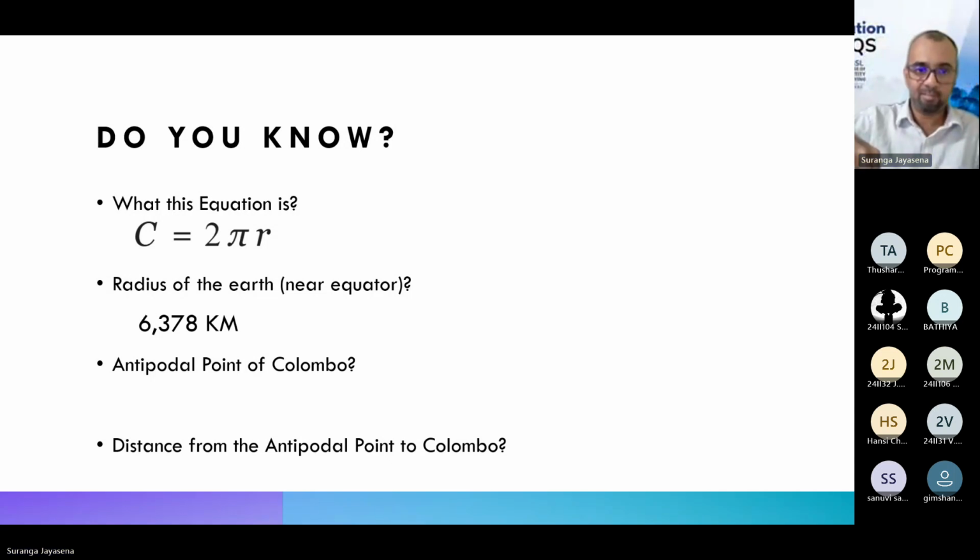directly perpendicular downwards, 90 degrees downwards from Colombo, where will you come out on the other side of the Earth? Where? That is antipodal point, exactly on the opposite side of the Earth. At where would you come out?